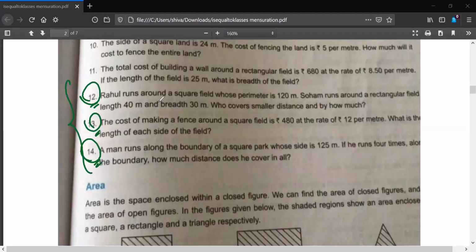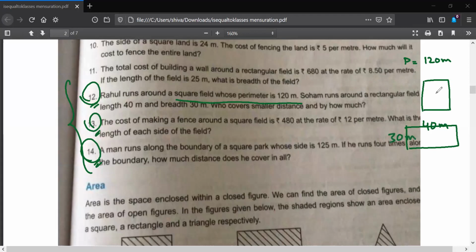Okay, so Rahul runs around a square field whose perimeter is 120 meter. Soham runs around a rectangular field. Length is 40 meter and breadth is 30 meter. This is Rahul. This is Soham. Who covers smaller distance and by how much?